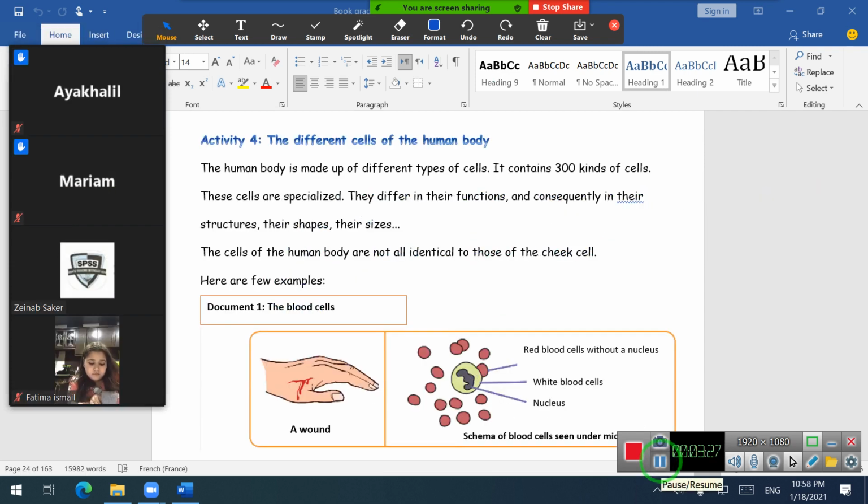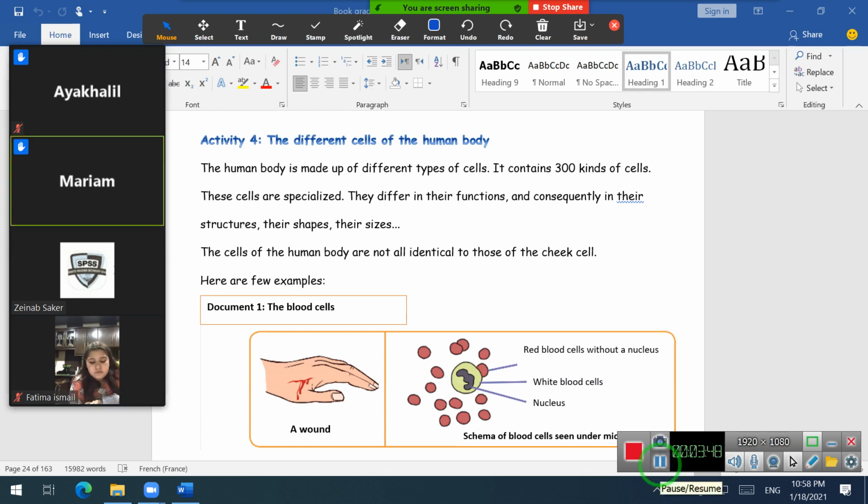Now, in activity 4, we have to mention the different cells of the human body. In this activity, not about the animals, the different cells in your body, which are located in different parts or different organs. Mariam, please can you start reading about the human body?